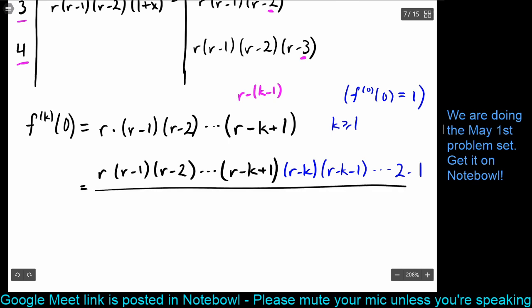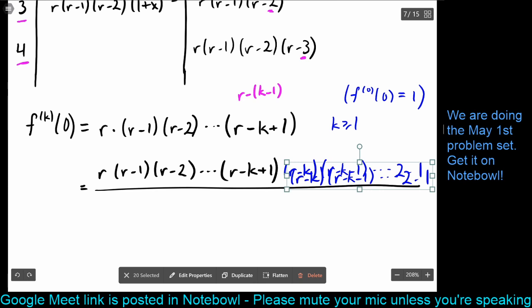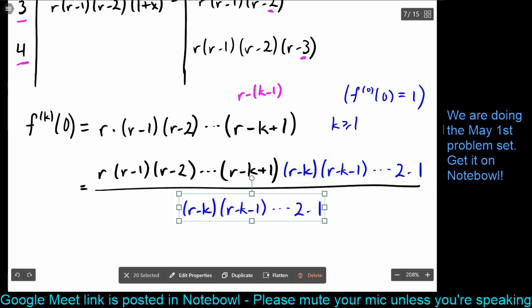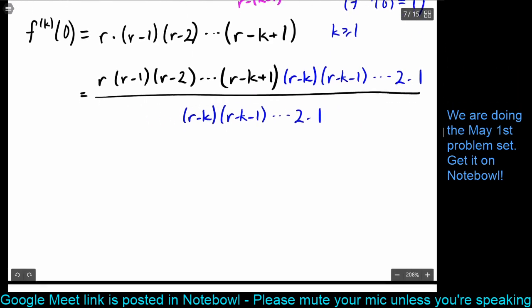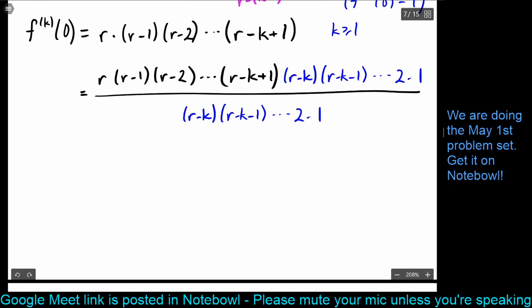But I can't just add something in. Whatever I add on here, I also have to divide by it. Otherwise, we're changing the expression. Let's put that down there. So how can I rewrite this thing that I just made here? How can I rewrite this in a simpler way now using factorials? What does this turn into?